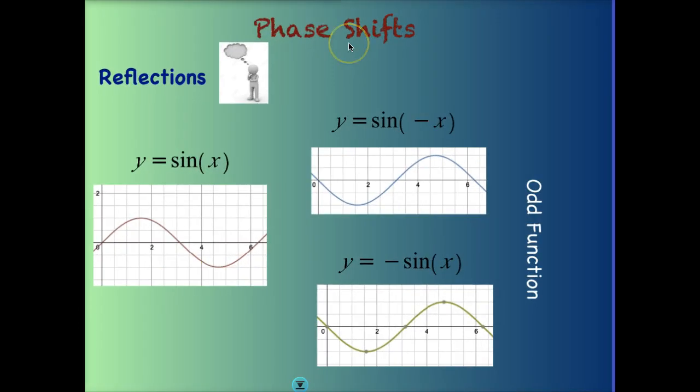Okay, let's quickly go through some reflections. Here's our sine function, y equals sine x. And then here we have a negative in front of the x, and we have a negative here, which meant we had a negative y. If we have a negative x, that means we reflect over y, and if we have a negative y, that means we reflect it over x. But if you'll notice that these two are exactly the same, which means we have an odd function, and this can help you in your graphing.